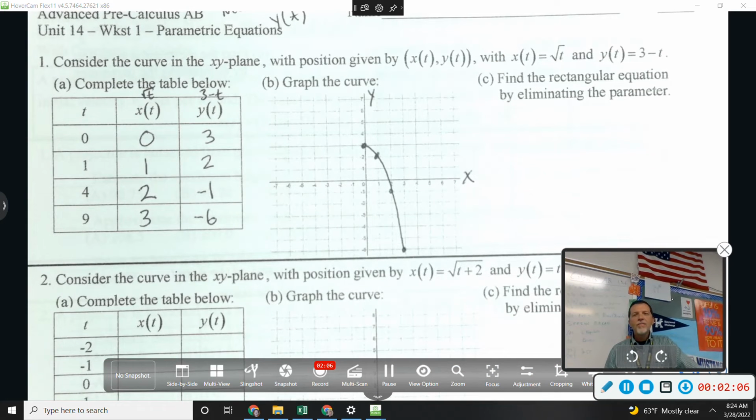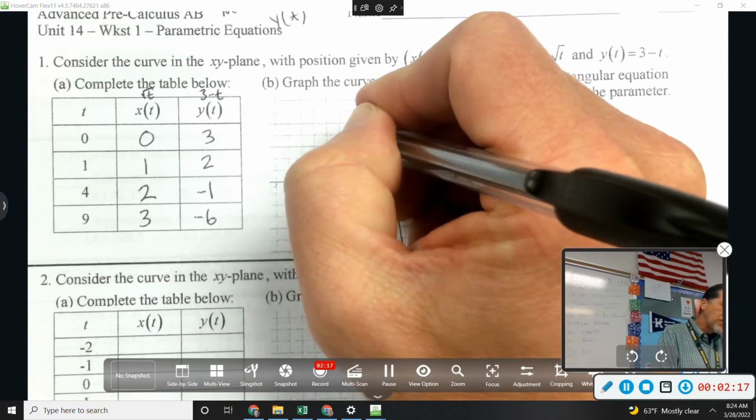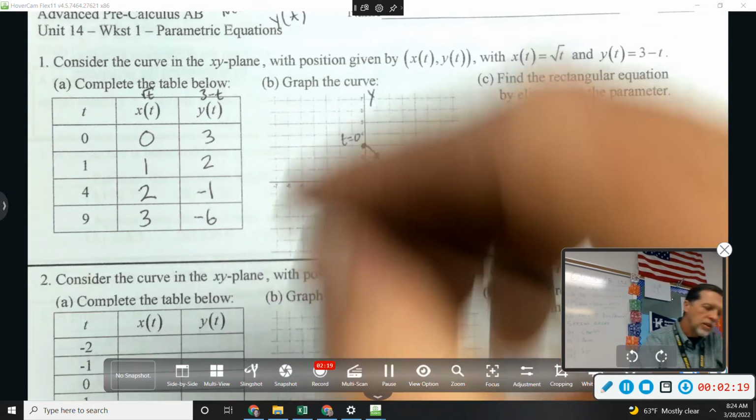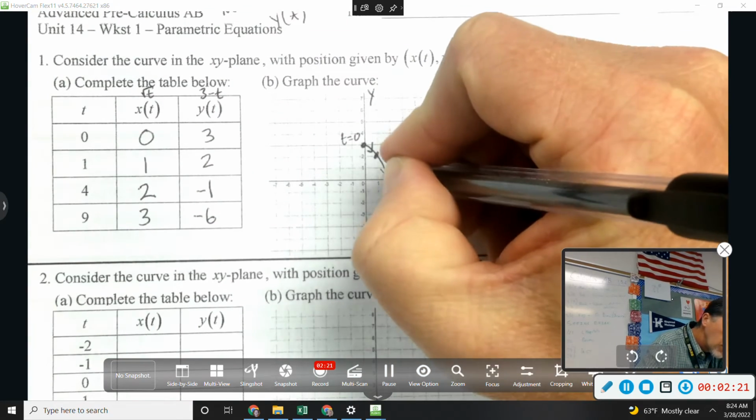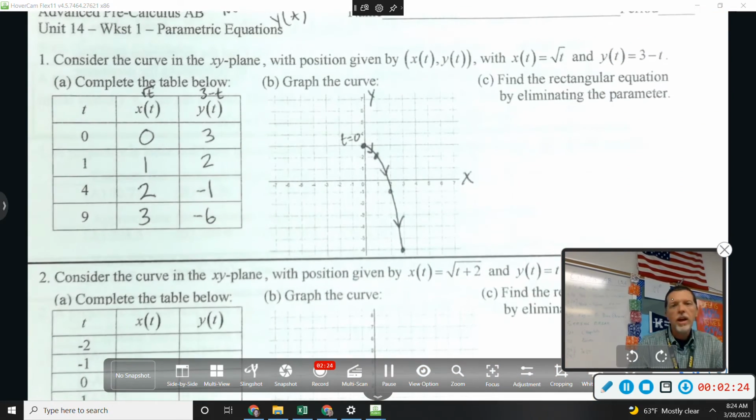Now that graph is not quite finished because what do we need? Arrows. Because this has some progression to it. We started at t equals 0. Some people would even label it. You don't need to, but if it helps. Start at t equals 0 and went that way.